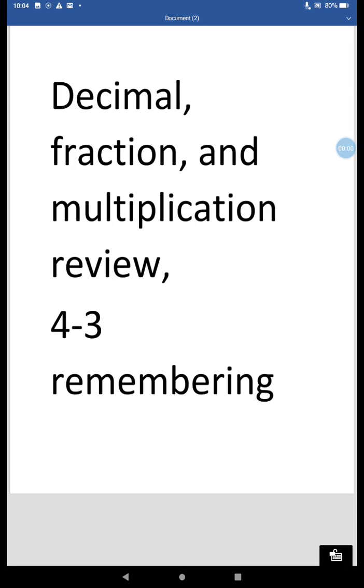All right, fifth grade, our last math lesson this week is going to be called Decimal, Fraction, and Multiplication Review. This goes along with the 4.3 remembering homework. It's called remembering because we're actually not going to learn anything new today. We're just going to be reviewing what you've learned before. So let's jump into it.